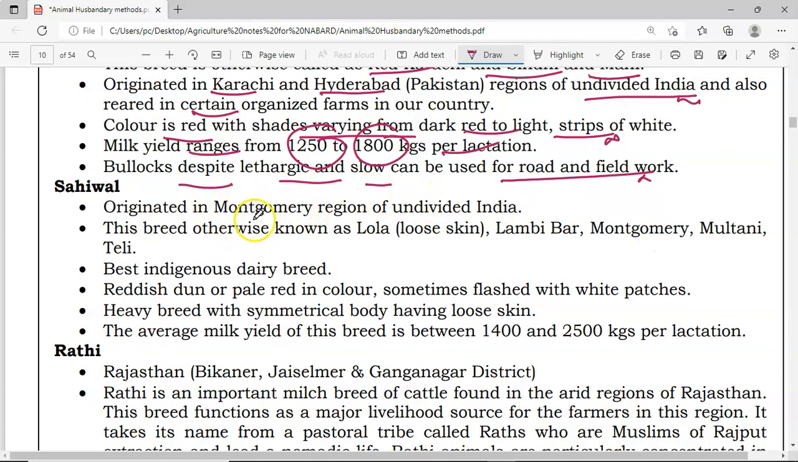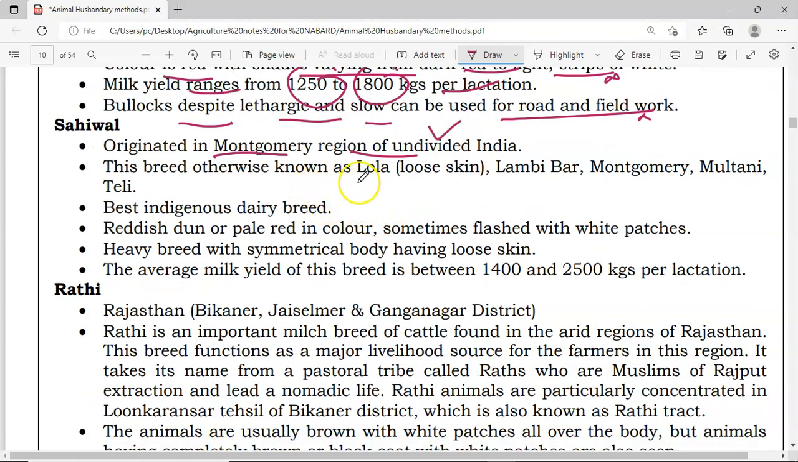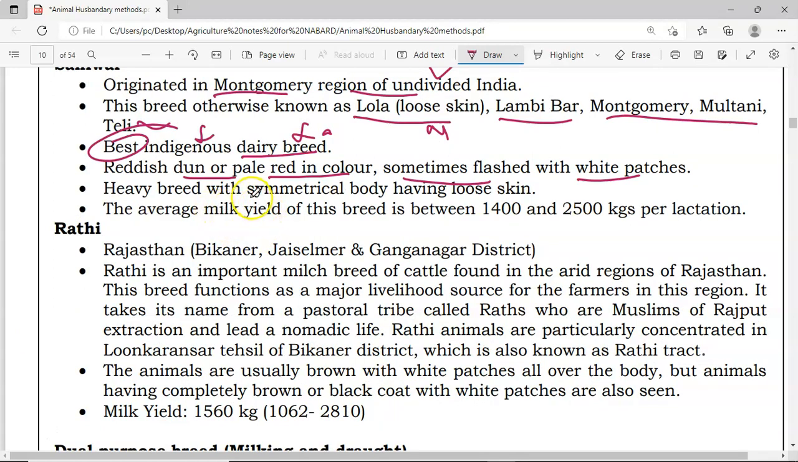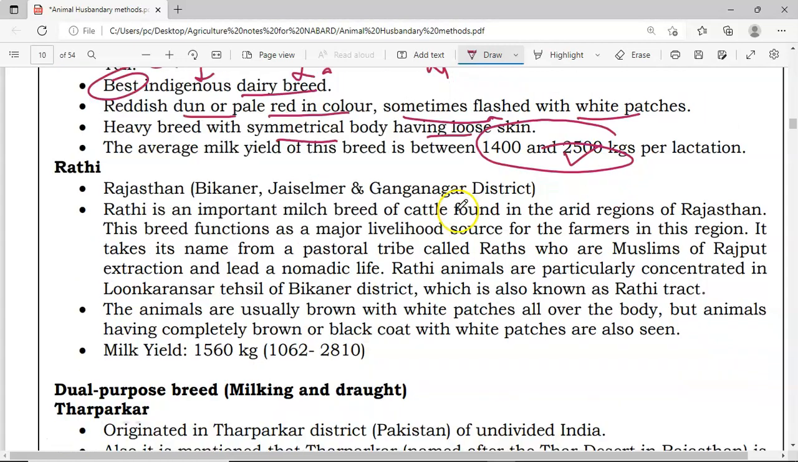Sahiwal originated in the Montgomery region of undivided India. This breed is also known as Lola, Loose Skin, Lambi Bar and Montgomery Multani Teli. It is the best indigenous dairy breed, remember this. Its color is reddish dun or pale red, sometimes flushed with white patches on the body. It is a heavy breed with a symmetrical body having loose skin. It gives 1400 to 2500 kg per lactation period.